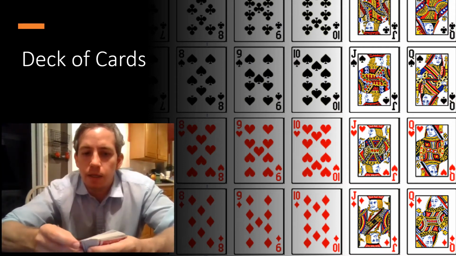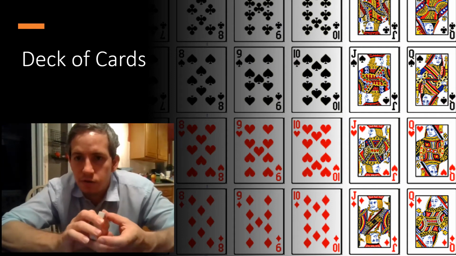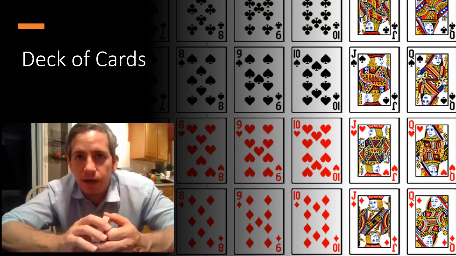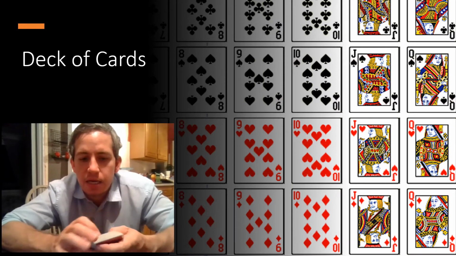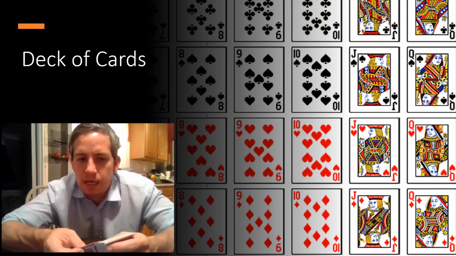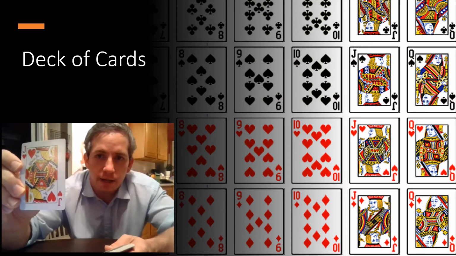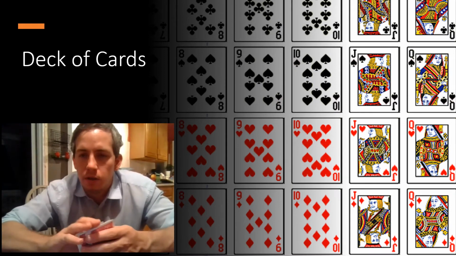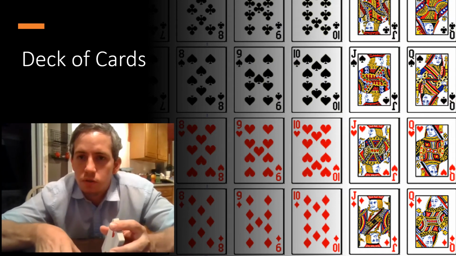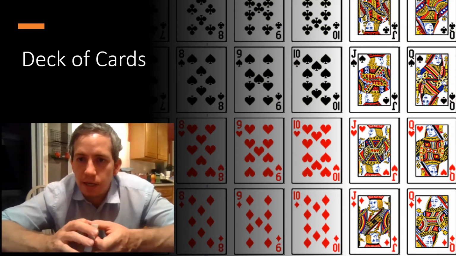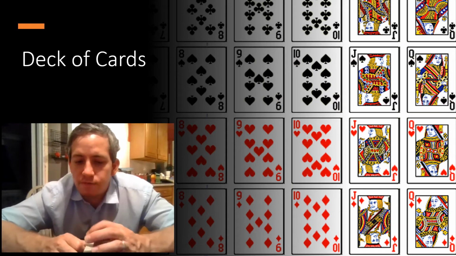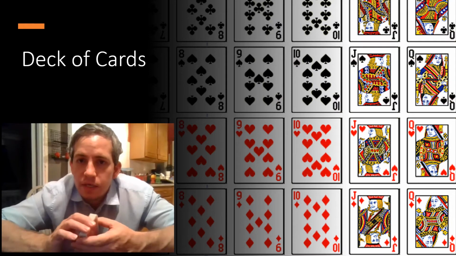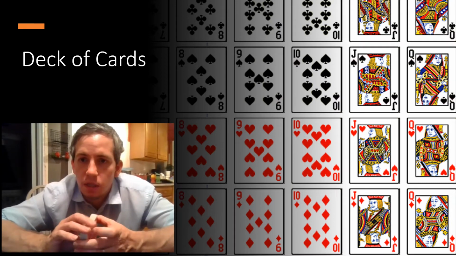And what ends up happening is there are 52 cards because there are 13 different values. Those values are ace, 2, 3, 4, 5, 6, 7, 8, 9, 10, and then some weird ones, jack, queen, and king, which you saw just a minute ago. There are also 4 suits, diamonds, hearts, spades, and clubs. And if you take 4 times 13, you get 52, because there are 52 cards in a deck. The diamonds and the hearts are red, the spades and the clubs are black.